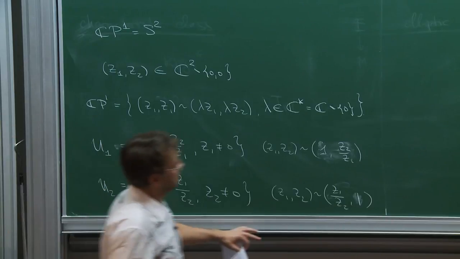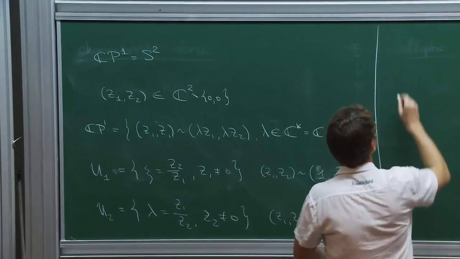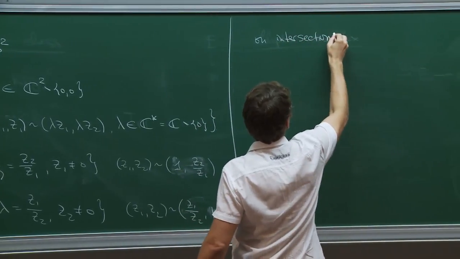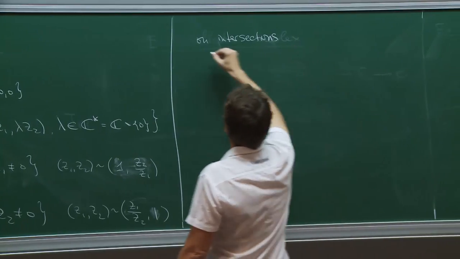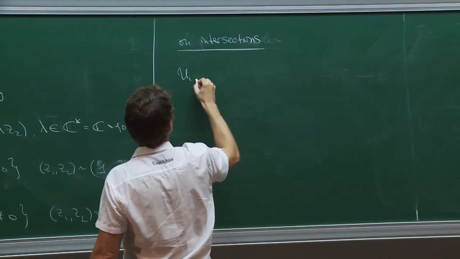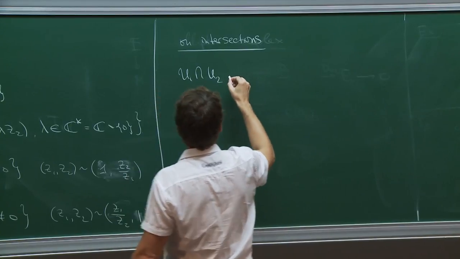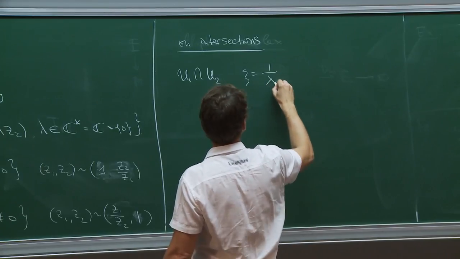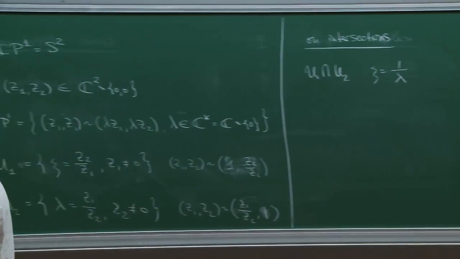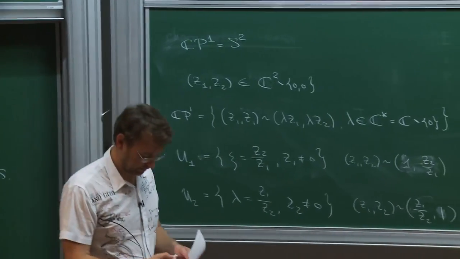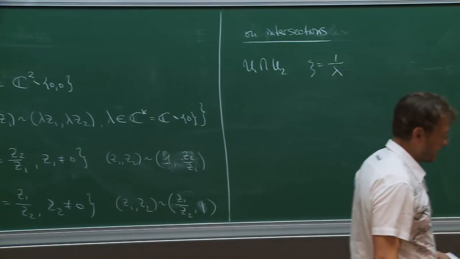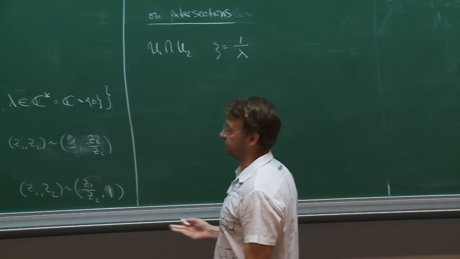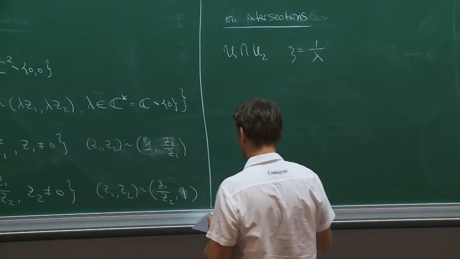And of course, what you can see here is that on the intersection of U1 with U2, xi goes to 1 over lambda. So this is standard, gluing two things. Okay. So this would be one of the very important examples, and actually this was related to S3.